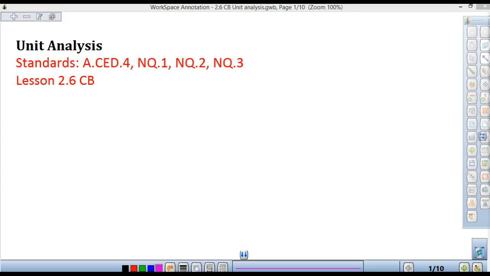Unit analysis. I think that this is probably one of the harder sections of this chapter. And the reason why is that you guys haven't seen a lot of this in a few years. So you need one of these little guys.